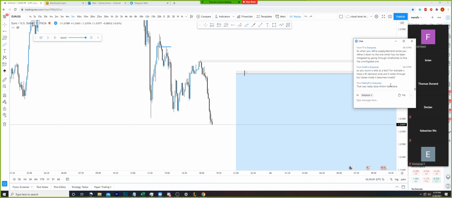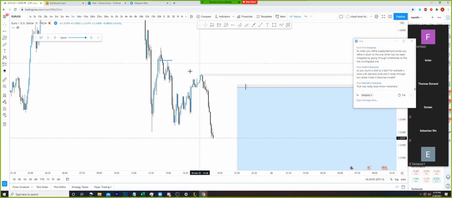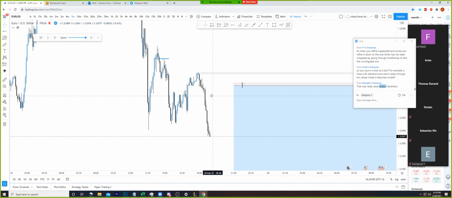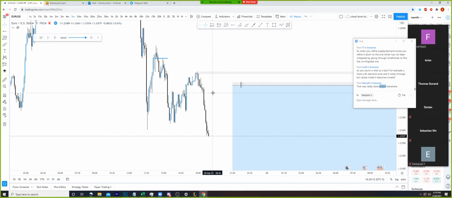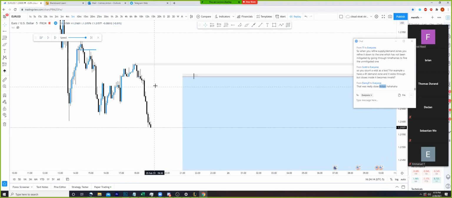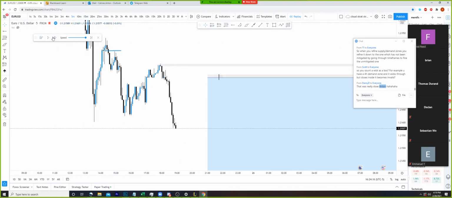That was really close. What'd I do? Okay, so I don't know what I did here. So we have this last up move, this last supply zone where we can expect price to potentially trade up into and then see mitigation from. So we can watch what happens.